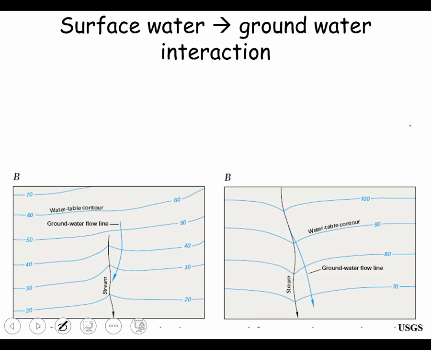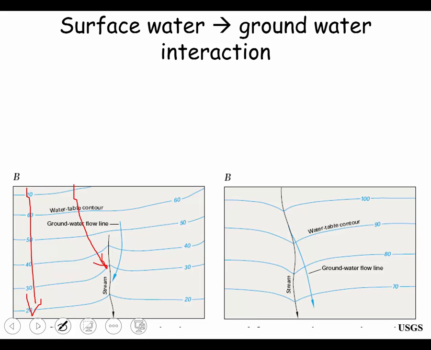Okay. So here the water is just coming down like this. But here the water table is verging. It's making a V. And notice the water table is lower in the river than if you were to extrapolate that line over the river.